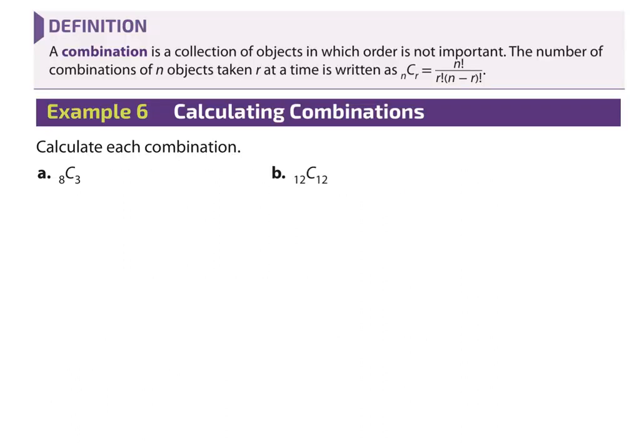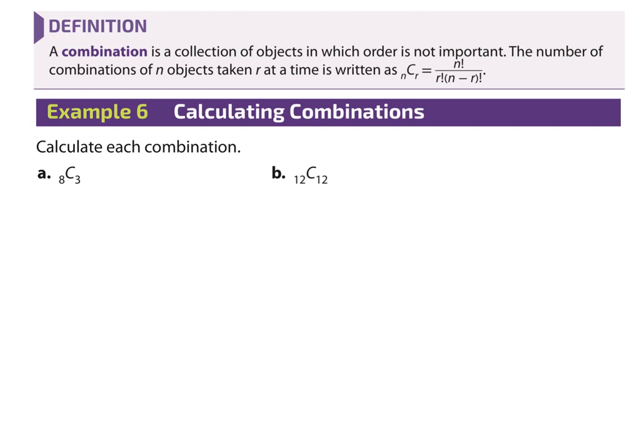A combination is a collection of objects in which order is not important. The number of combinations of n objects taken R at a time is written C n of R. N being your total number, R being how many are taken at a time. You'll notice that you still have your count over your count minus how many you're taking, but then you also have something else in the denominator. Is this going to make this smaller or larger?